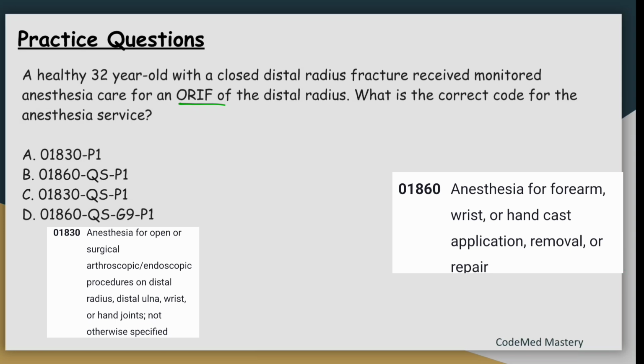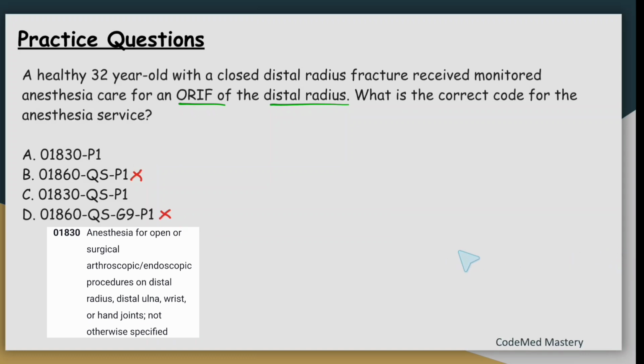So which among these two is the appropriate code? Read the scenario. They have mentioned ORIF of the distal radius. So ORIF is open reduction internal fixation. It is an open procedure. And 01830 is for anesthesia for open or surgical arthroscopic endoscopic procedures on distal radius. So 01830 is the right code. 01860 is wrong. So eliminate the option which has 01860. We'll eliminate option B and option D. Now we are left with option A and option C.